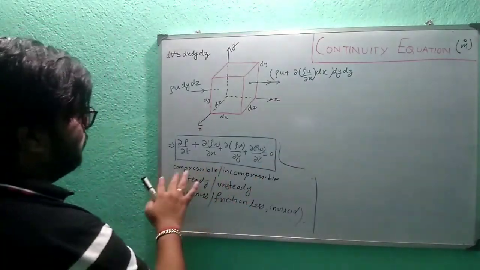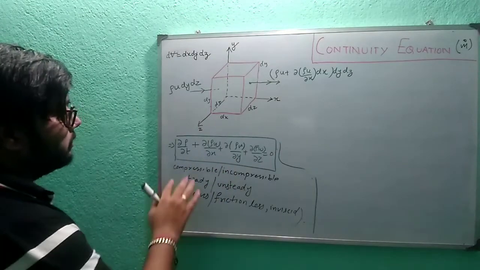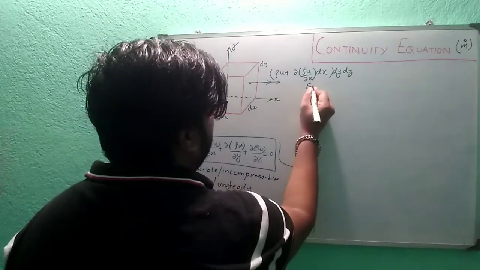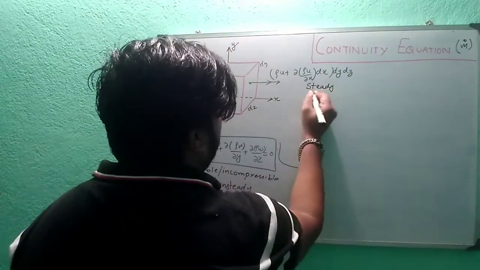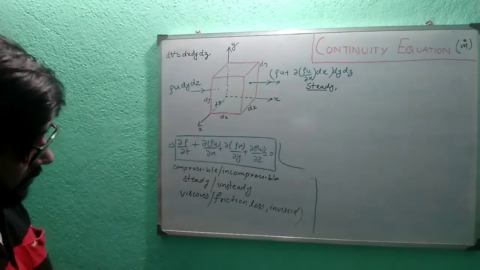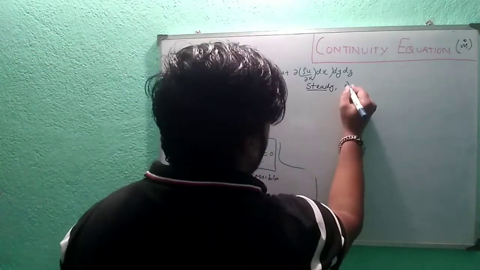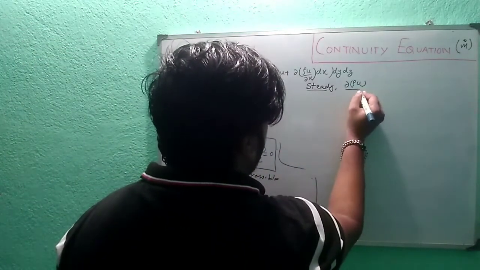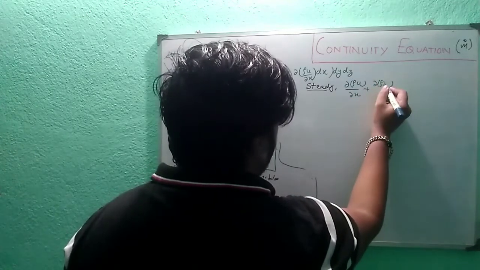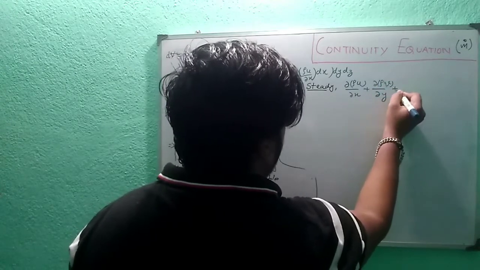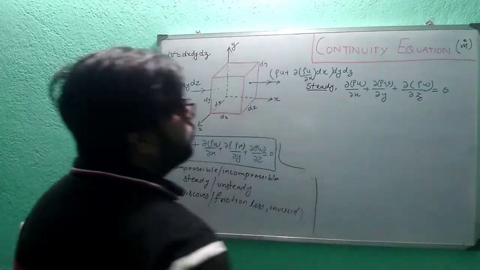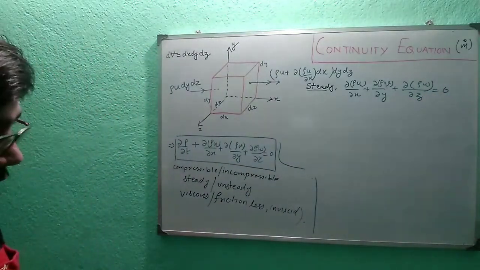So our final continuity equation is this. In the first case, if we talk about steady flow, the time term will vanish and it will give del rho u by del x plus del rho v by del y plus del rho w by del z equals 0. So this equation is about steady flow.